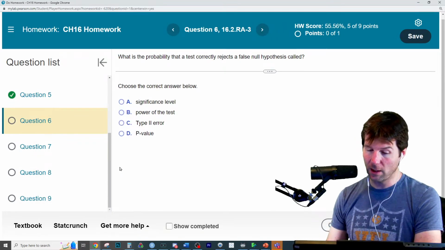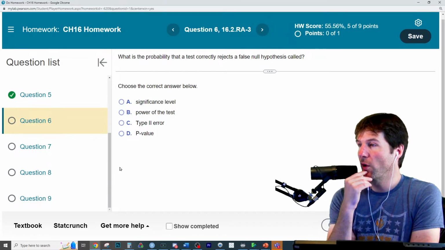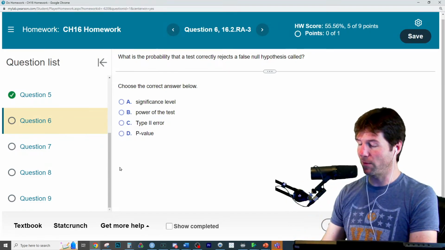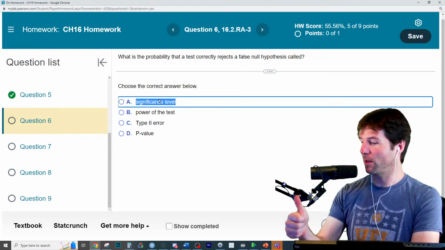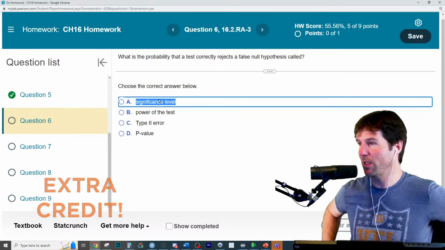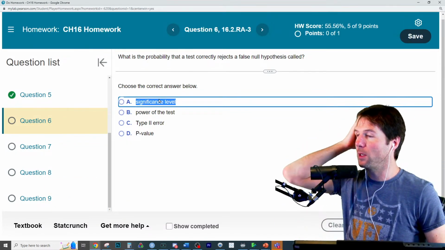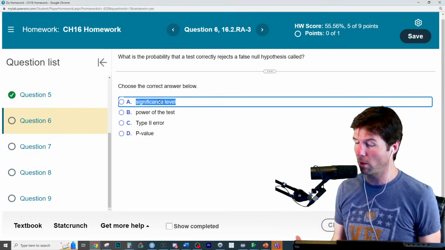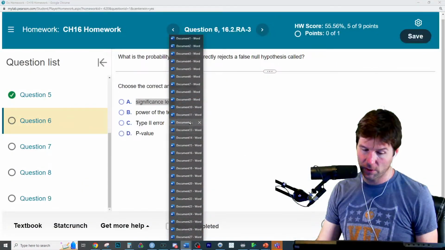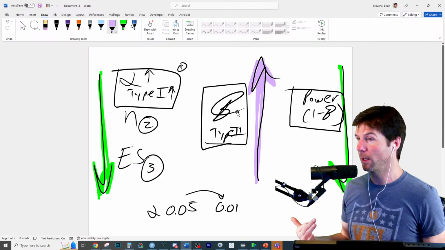What is the probability that a test correctly rejects a false null hypothesis? So when you think about this, we can narrow down some things right here. Significance level is alpha. Great job, Jesse, right there. It's power. So a powerful test. And this is the textbook definition. The textbook definition of power is the ability to correctly reject the false null. But I want you to think about what power is and what it means to us. If we think about power right here, which is 1 minus beta, that's the formula for it.